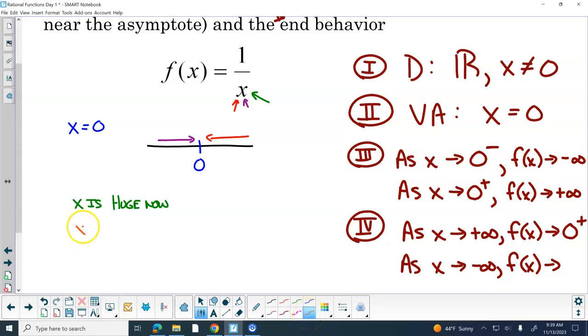Now, x is negative huge. And I put it into there. What's it going to be approaching? x is getting bigger and bigger, so the value of my function is getting smaller and smaller, from the bottom, because now it's a positive 1 divided by a negative number. So it's going to approach 0 from the bottom.